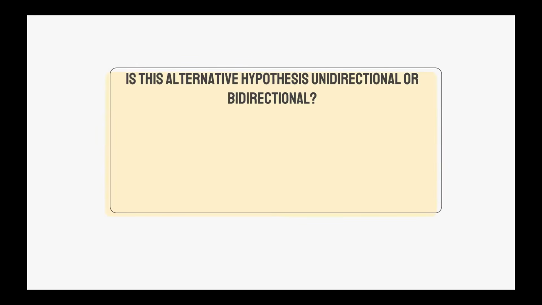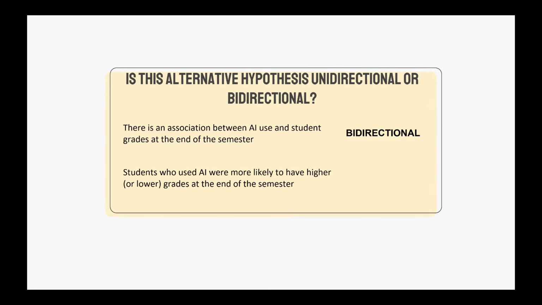Is this alternative hypothesis unidirectional or bidirectional? There is an association between AI use and student grades at the end of the semester. Is it unidirectional or bidirectional? So this is bidirectional. Next, students who used AI were more likely to have higher or lower grades at the end of the semester, depending on your chosen hypothesis. So this is unidirectional.